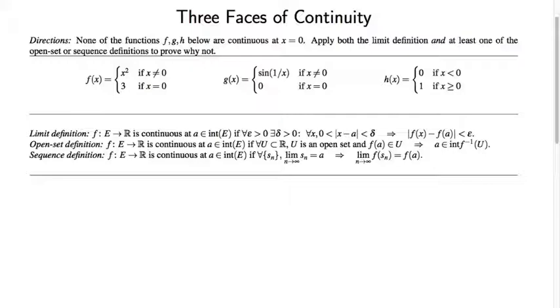So today the task is to examine all three of these definitions of what it means for a function to be continuous at a point, not in their affirmative but in their negative version. To look at each of these three functions and decide why, based on each of these three definitions, those functions are not continuous at x equals 0.